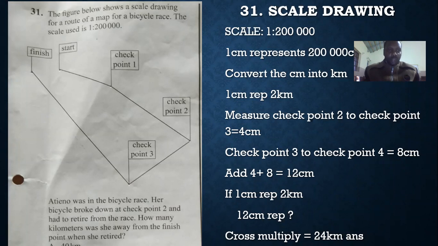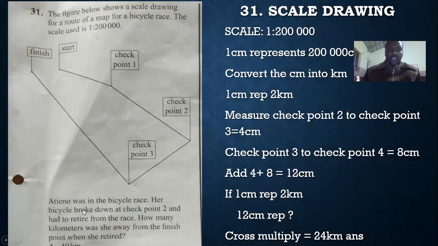So she started at the start, moved to checkpoint 1, then moved to checkpoint 2. From checkpoint 2, we are going to measure with a ruler up to checkpoint 3. After you measure with your ruler, you get 4 centimeters. From checkpoint 3 to the finish line, you measure and find it's 8 centimeters. So in total, she had to cover 12 centimeters. She was 12 centimeters away from the finish.